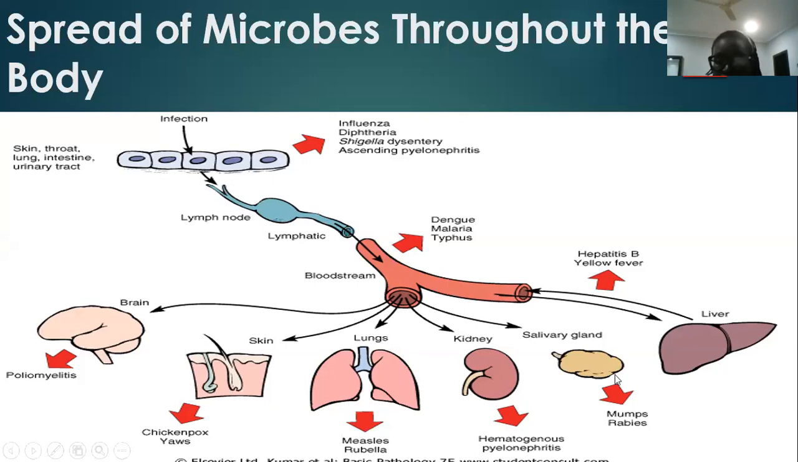If it goes into the salivary gland, you can have mumps or rabies. If it goes to the liver, you can have a hepatitis. If it goes to the lungs, the secondary, so what I'm talking about are the secondary foci, measles and rubella can affect the lungs and disseminate to cause an infection. Then the skin, chicken pox, yaws, and then the brain, poliomyelitis and rabies. Okay.